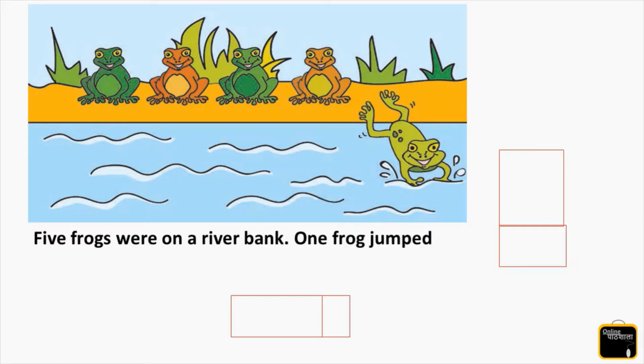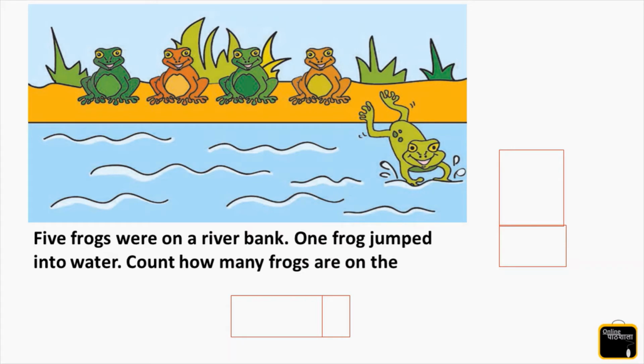5 frogs were on a river bank. One frog jumped into the water. Count how many frogs are there on the river bank now. Now tell me, kids, there were 5 frogs. 1, 2, 3, 4 and 5. From these 5 frogs, one frog jumped into the water. And now tell me how many frogs are sitting on the river bank? Only 4. That is 1, 2, 3 and 4.